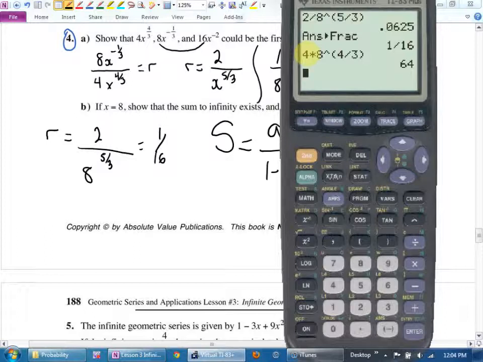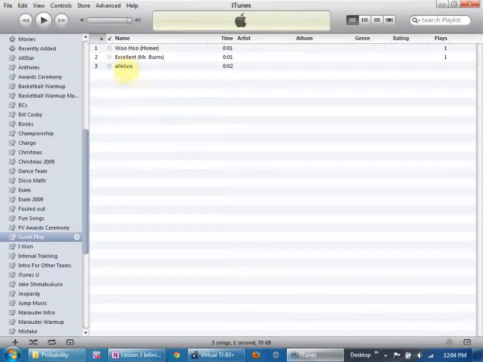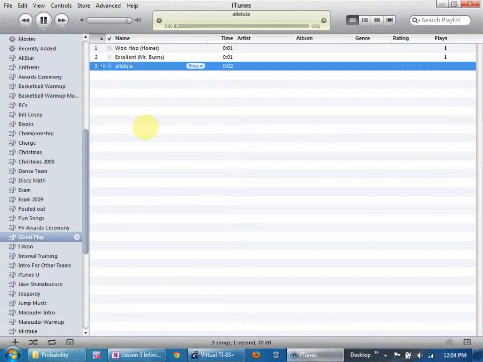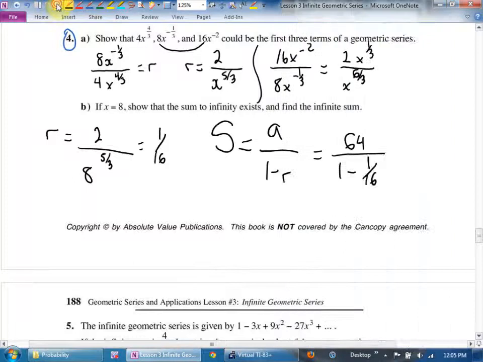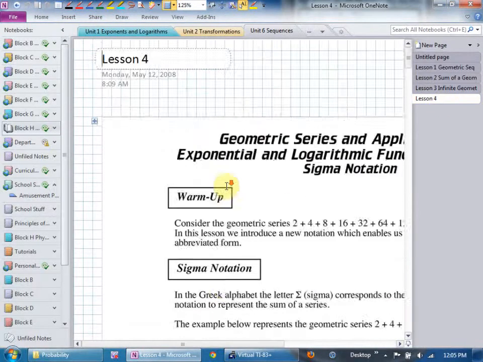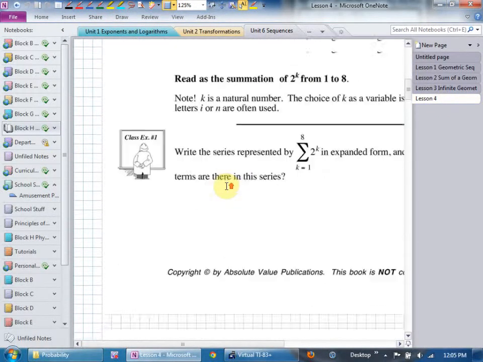Okay. Then, ladies and gentlemen, I think it's time that we started the last lesson of the course. Yes, we're there, at long last. Can you please turn to lesson 4, which is page 191.